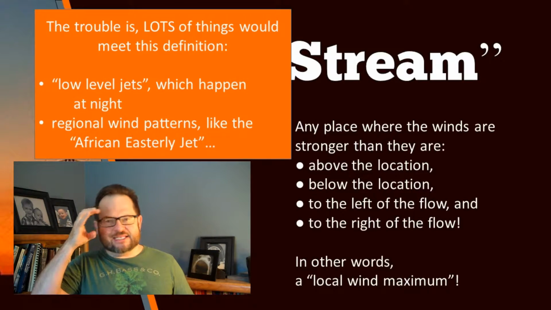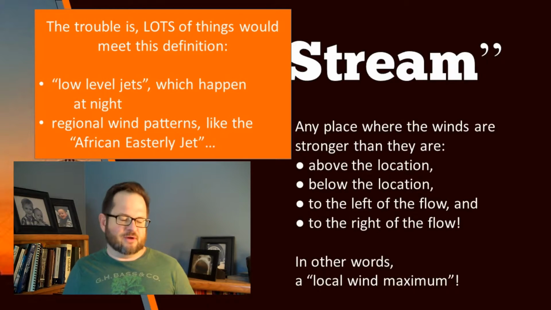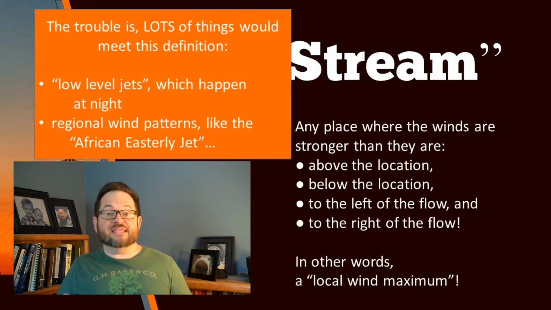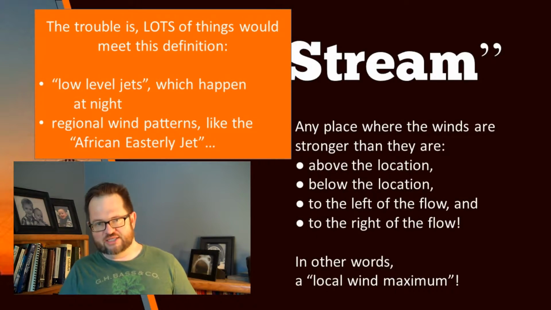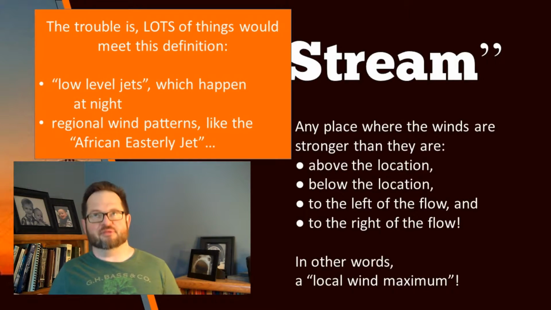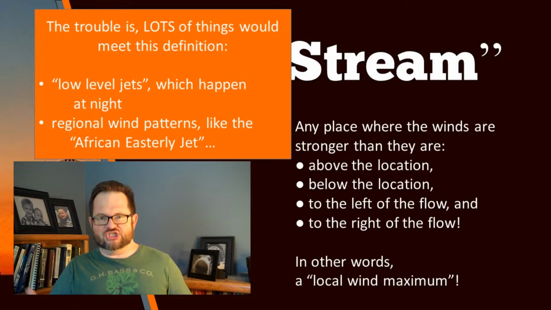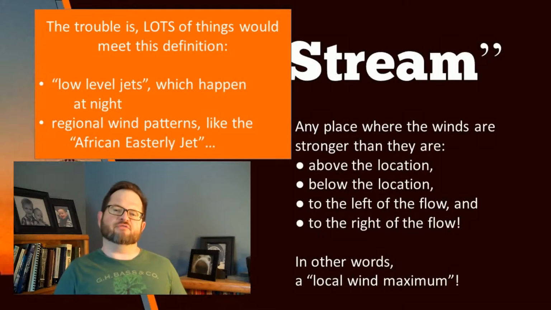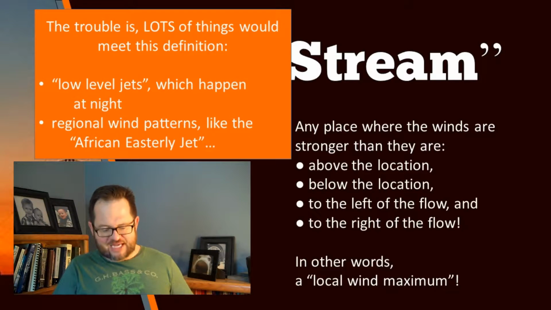The trouble with this basic definition that comes from the glossary of meteorology in textbooks and so on is that lots of things meet that definition. There are plenty of things we're interested in in meteorology that would meet this definition, like so-called low-level jets, which happen near the top of the boundary layer and at night, or the African easterly jet, which is part of the monsoon in West Africa. But that's not what we're really talking about when we read this part of the textbook.